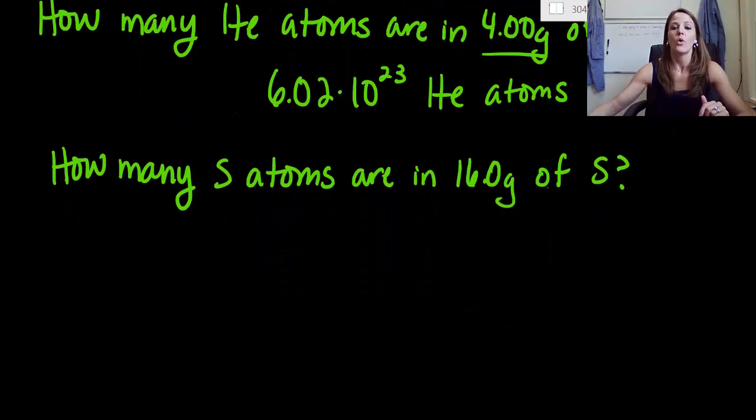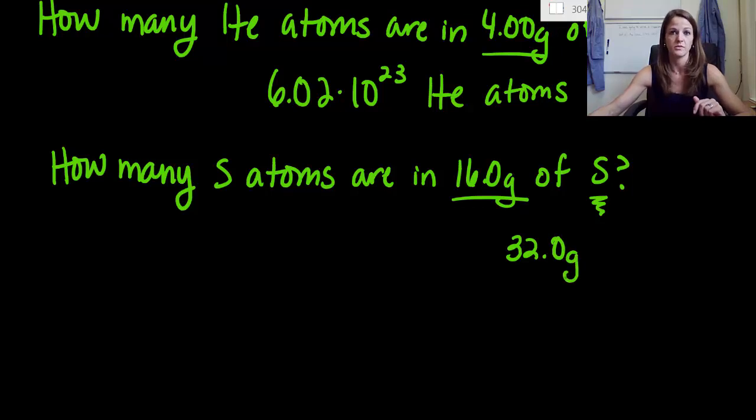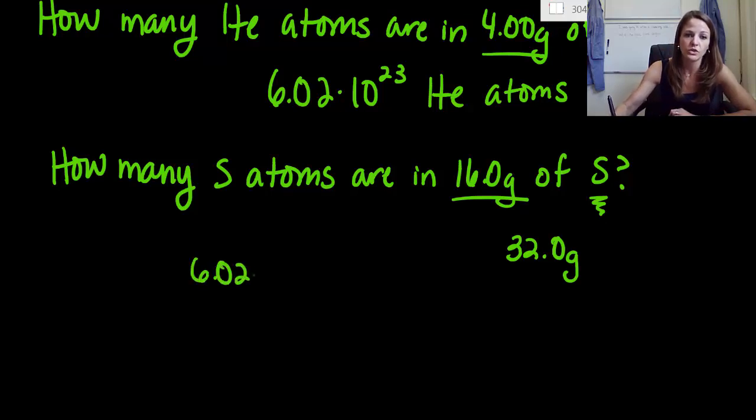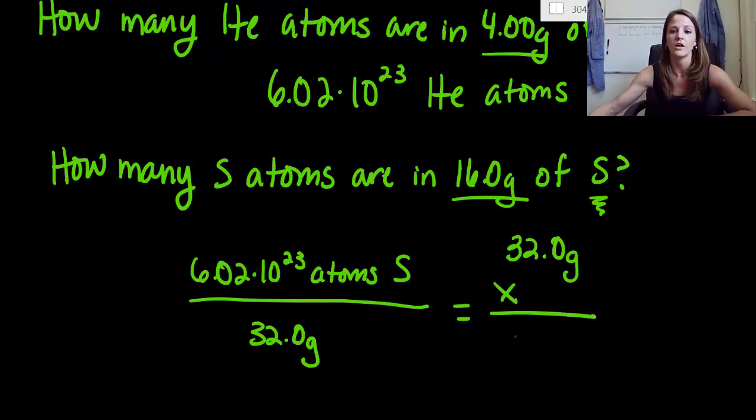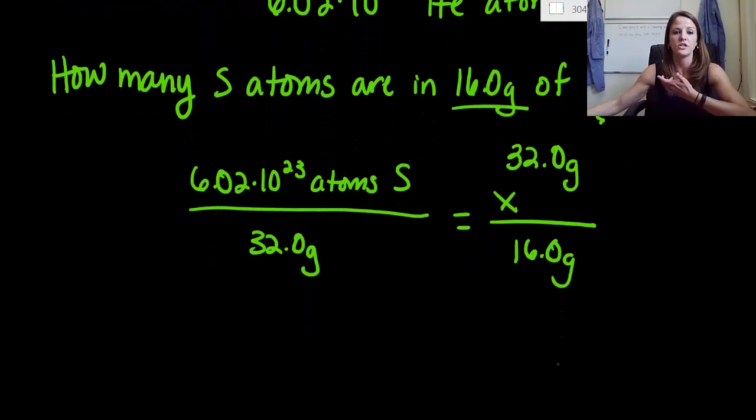All right, did you get an answer? Hopefully you did. So all you had to do was go to the periodic table and find sulfur. Then you look at the atomic mass. The atomic mass is actually 32.0 grams for sulfur. So what we had to do is set up a little ratio. We know that 6.02 times 10 to the 23rd atoms of sulfur has an atomic mass of 32 grams. But we want to know how many sulfur atoms are in 16 grams. So you just put in a relative fraction and solve for x.